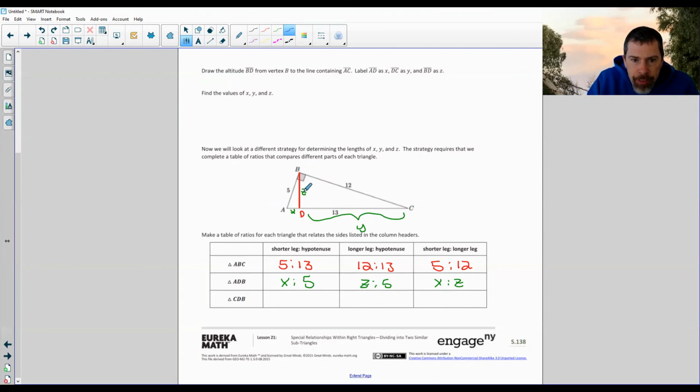Short leg is z. And the hypotenuse is 12 because this is the right angle. So this is 12. Long leg is y. Hypotenuse is still 12. And then short leg z to long leg y. And there is our table with ratio set up.